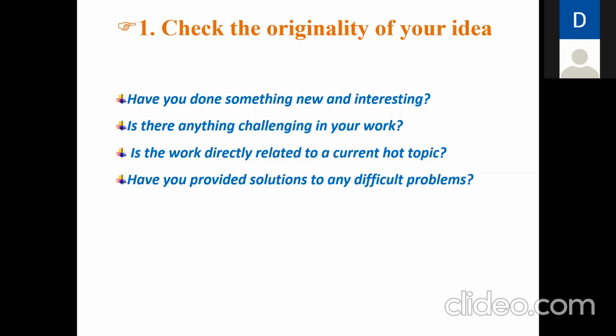Again, if we go for that mutual inductance principle, it won't be workable. So the third question is: is the work directly related to a current hot topic? Nowadays, journal publishers encourage and expect multidisciplinary topics. So we can incorporate IoT, deep learning or machine learning with our current electrical field. So it will become the newness.